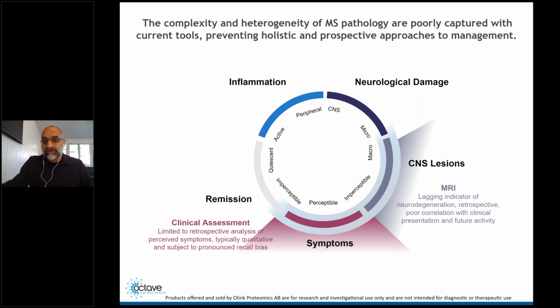So this diagram represents how we see the current standard of care. And this is a very complex and heterogeneous disease, and MS pathology is poorly captured with these current tools, the MRIs and the clinical assessments that are currently available. This prevents a holistic and prospective approach to managing the patients.